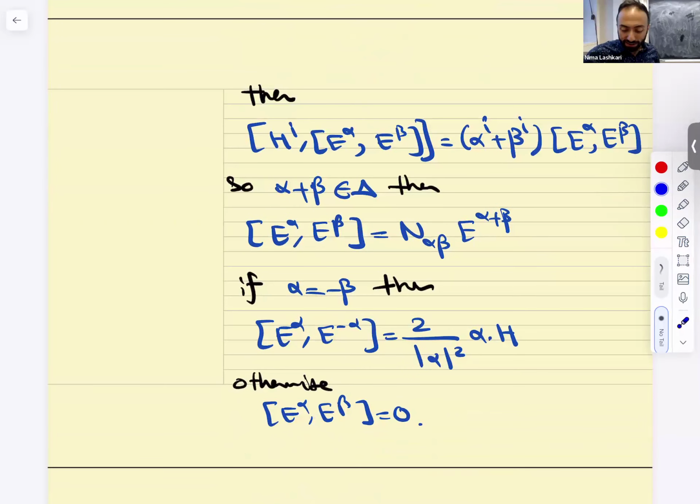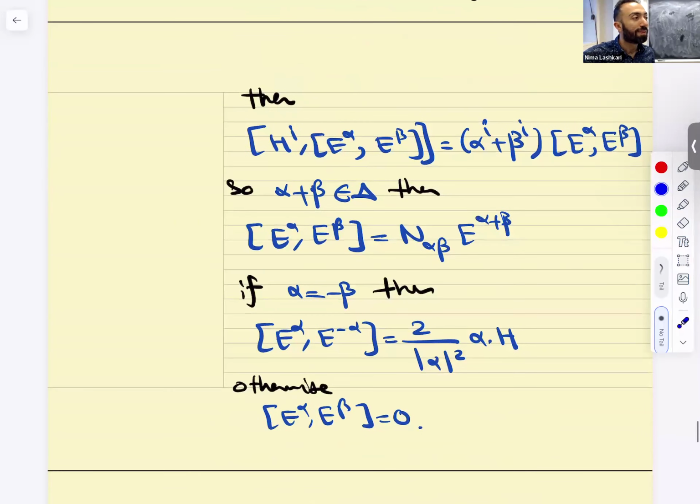Otherwise, E alpha and E beta commute. All right. We're out of time, but a good example to go through this, maybe I'll do it next week, is the 2D Poincare group. Actually, the two-dimensional chiral half of the Poincare group is as easy as it gets.